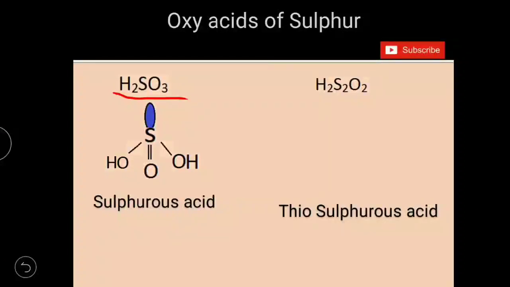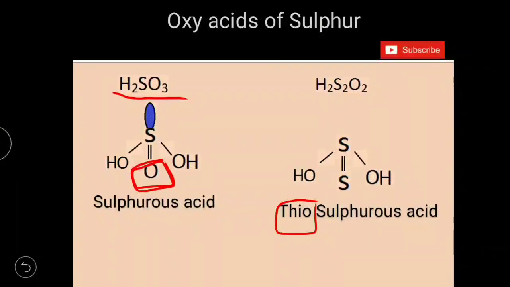Now come to thiosulfurous acid. The meaning of the term thio is sulfur. So in thiosulfurous acid, sulfur atom replaces this oxygen atom present in sulfurous acid. In sulfurous acid, we have one double bond oxygen. That double bond oxygen is replaced by sulfur. Remaining structure is as usual. So sulfur atom to which double bond sulfur is bonded instead of oxygen. 2 OH groups are present as basicity is 2 and one lone pair is present.